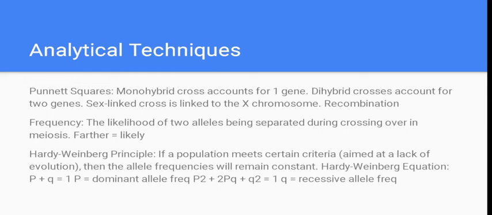And the Hardy-Weinberg principle: basically if a population meets certain criteria, then the allele frequencies will remain constant. So p, that's dominant, plus q equals 1. So it's p squared plus 2pq plus q squared equals 1. So, yeah.